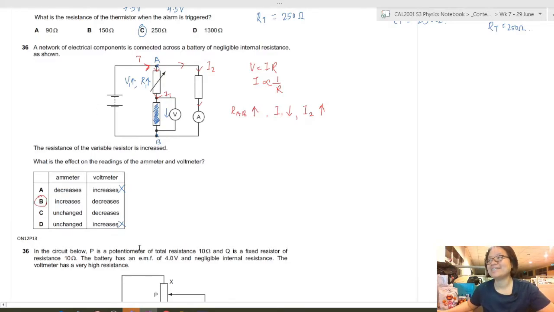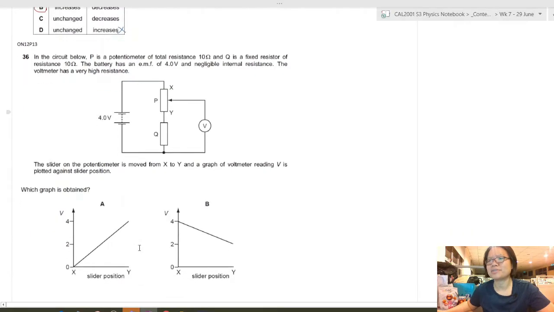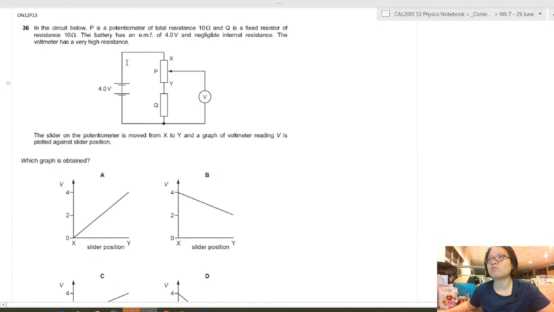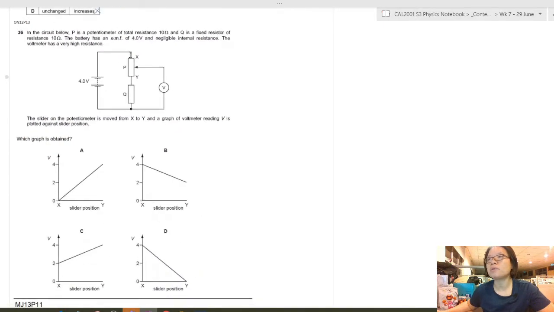Alright. Okay, moving on. How many questions did I put here? Hopefully not too much. Okay, in the circuit below, P has a potentiometer of total resistance 10 ohm, and Q is a fixed resistor of 10 ohm. So P and Q are identical, 10, 10. I'm just going to write here.